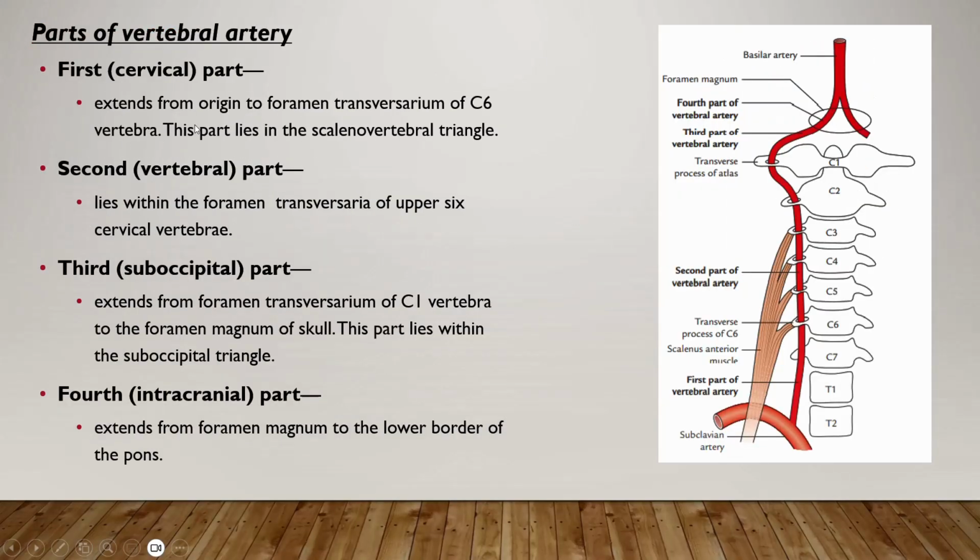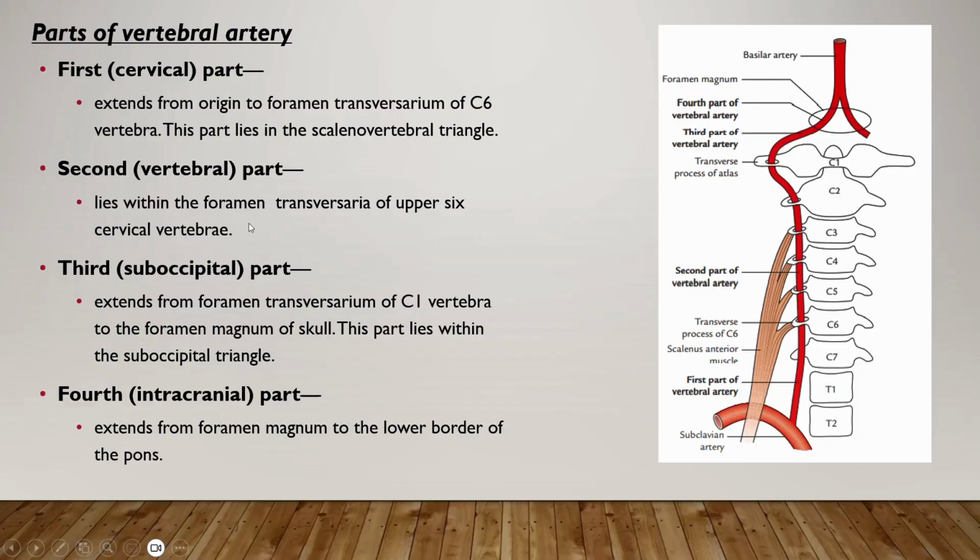So the first part is from the origin to the foramen transversarium of C6, and this is lying in the scalenovertebral triangle. Can you see here? This is the scalenovertebral triangle within which this artery is lying. Laterally it is bounded by the medial border of scalenus anterior muscle, medially by the vertebral bodies of C6 to T2, and the base is either the subclavian artery or the bone, that is the clavicle.